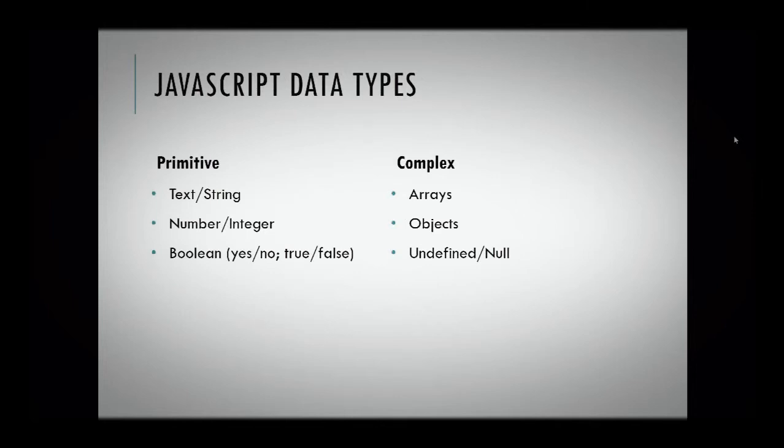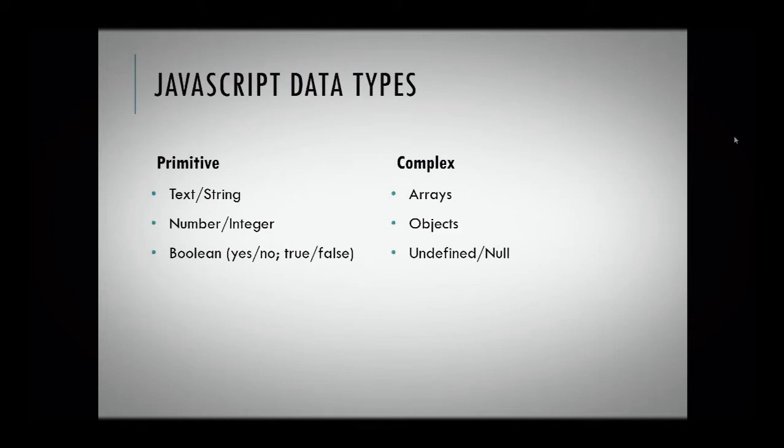Remember, there's different data types we're going to work with. There's both primitive and complex. On every program you work with primitive, text and number and Boolean data types, but on the majority of programs you work with complex: arrays and objects, undefined and null. We're going to work a lot with objects and arrays, but what you'll find is that sometimes primitive data types are encompassed within complex data types.